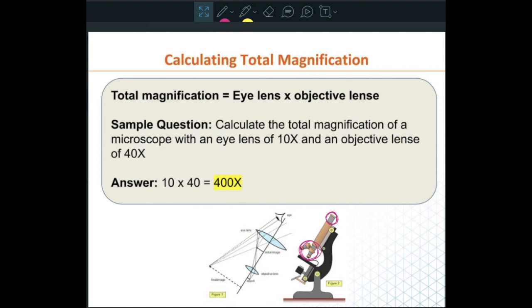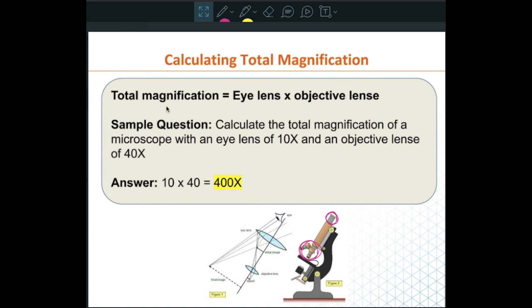Hey guys, so today we're going to start the day 3 video. Yesterday we talked about the microscope and the parts of the microscope and how they all work, right? And how to actually use them. Today we're going to talk about calculations that are involved when using microscopes. So if you are ever using a microscope, you will most likely do some of these calculations.